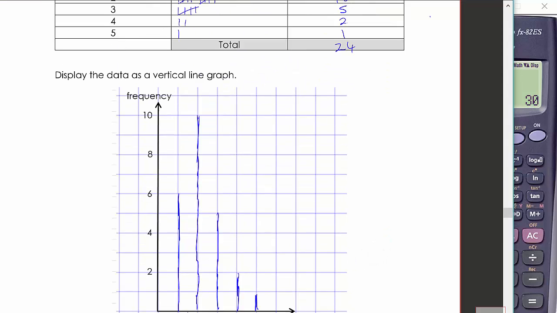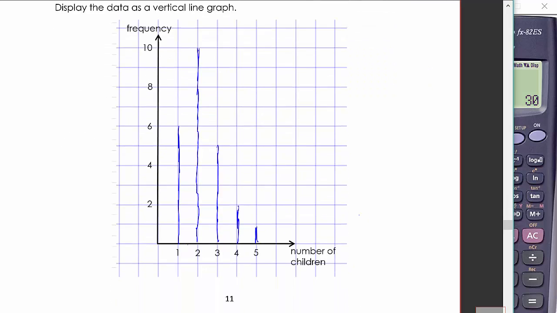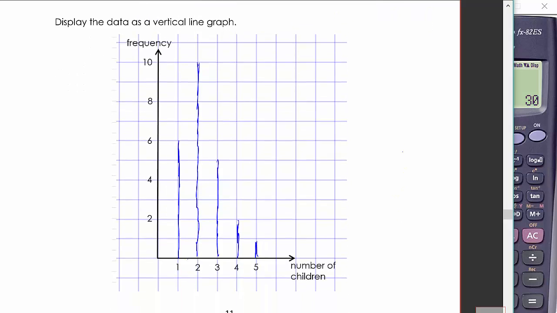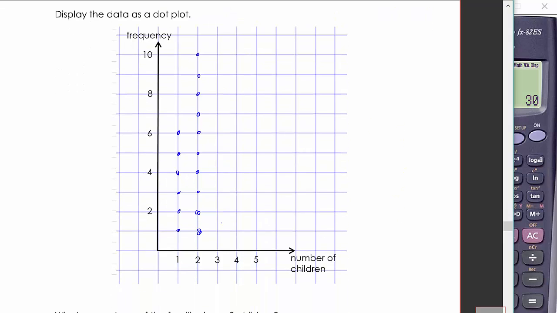As a dot plot, so 1 has a frequency of 6. So what you do is you actually just draw dots. 1, 2, 3, 4, 5, 6. This one was 10. So 1, 2, 3, 4, 5, 6, 7, 8, 9, 10. Next one was 5, I think. So 1, 2, 3, 4, 5. Then we had 2, and then we had 1.